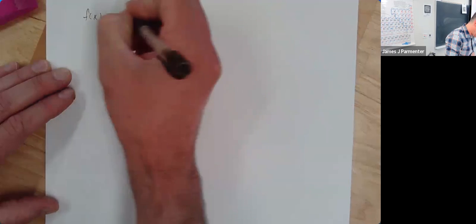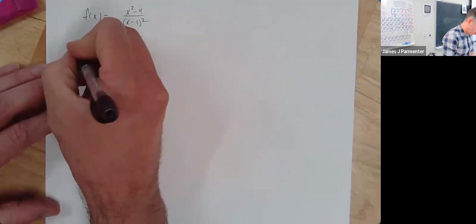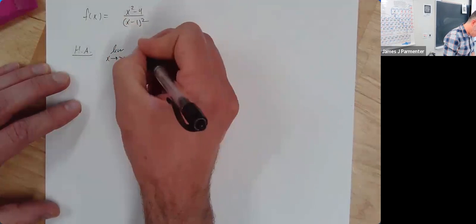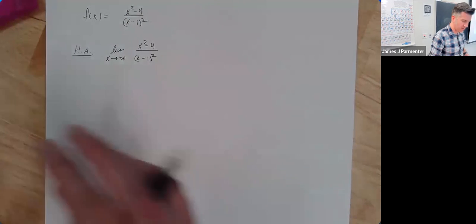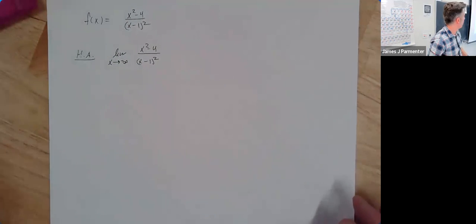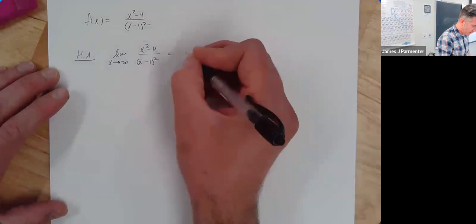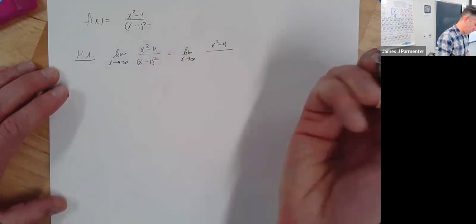So my function is x squared minus 4 over x minus 1 squared. To find the horizontal asymptotes, we're just taking the limit as x goes to infinity of my function. This one, I would have made a different choice if I thought about it a little bit more. But what's my horizontal asymptote going to be? On your fingers. Not your middle finger, please. It is also 1, and it might be easier to see if you multiply out both the top and the bottom.